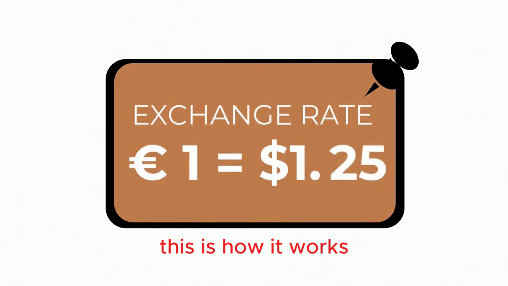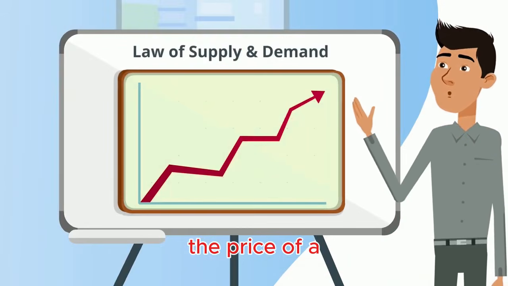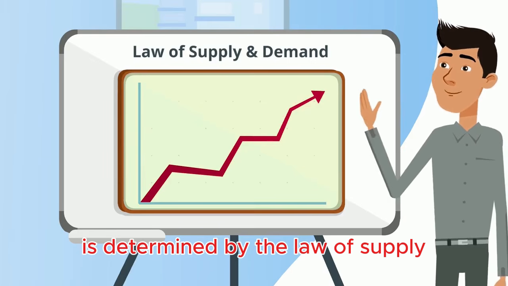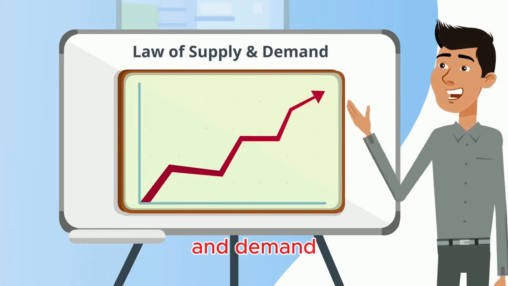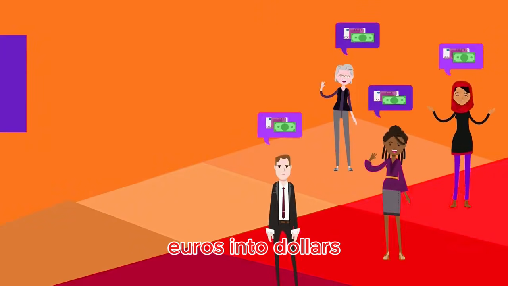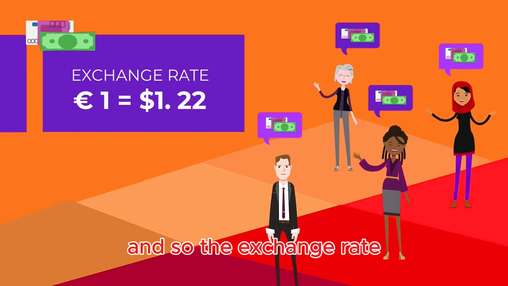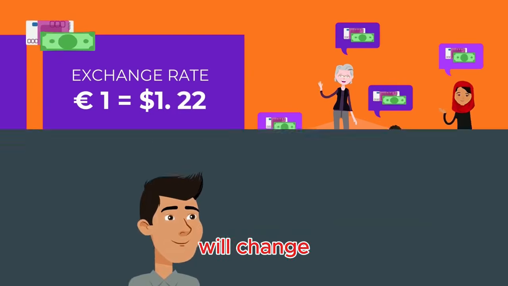This is how it works. When currencies are exchanged, they have a certain price, the exchange rate. As in any market, the price of a currency is determined by the law of supply and demand. If there are many people or companies that want to change euros into dollars, the price of the dollar will rise against the euro, and so the exchange rate will change.